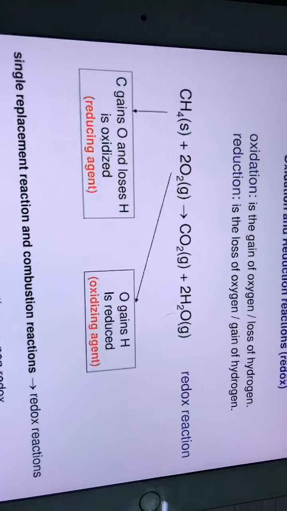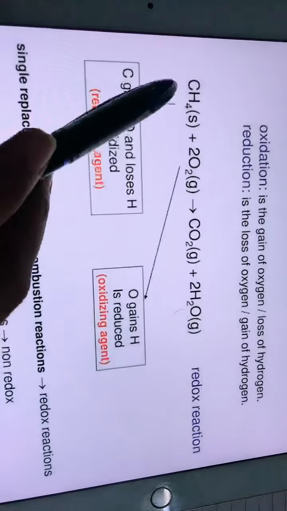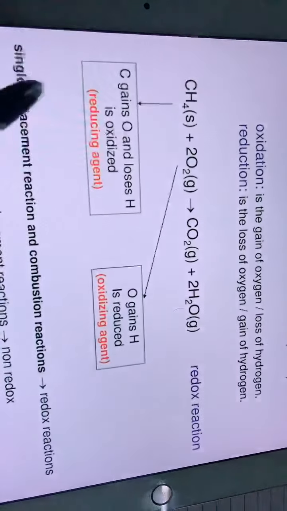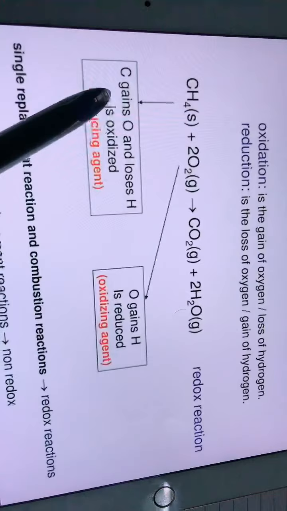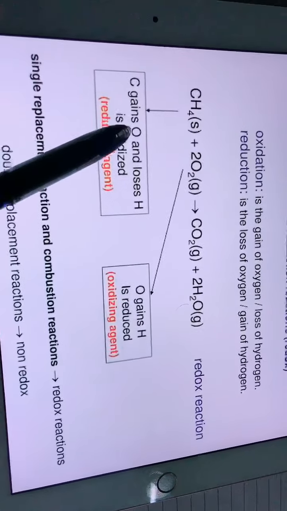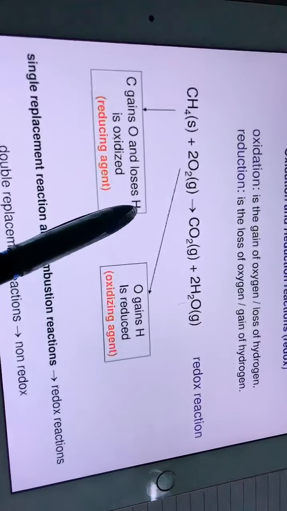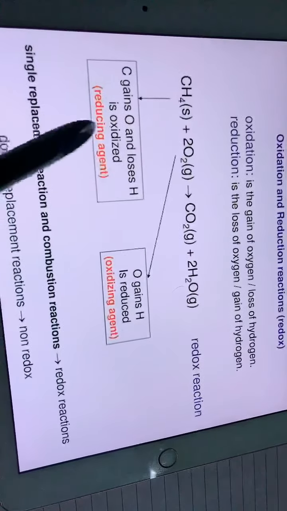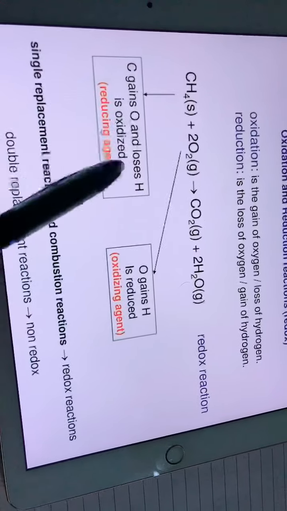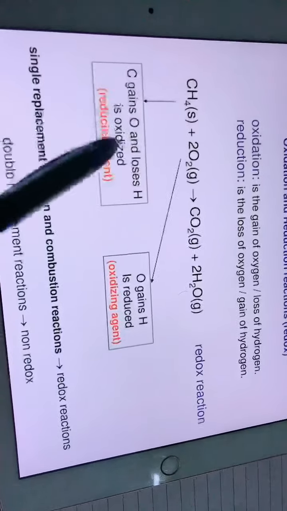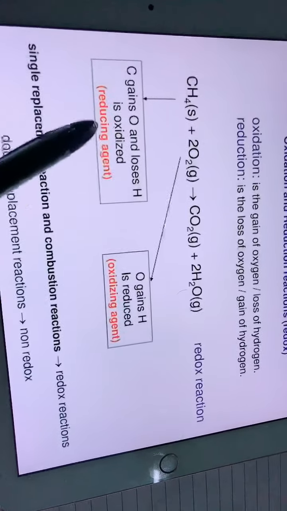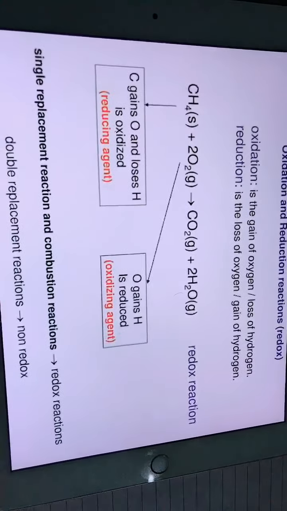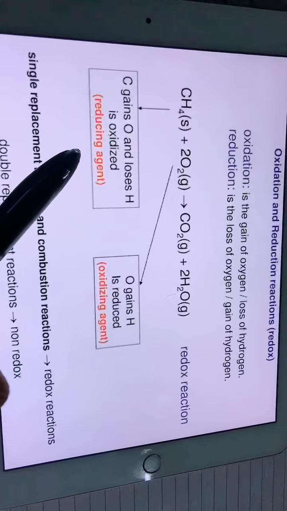I have another example to explain to you. See students, here we have methane and oxygen. CH4 is methane. So carbon is gaining oxygen and losing hydrogen. When a species gains oxygen and loses hydrogen, that means it is getting oxidized. So the one which gains oxygen is a reducing agent. That means because it is gaining oxygen from some other species, it is a reducing agent, right?